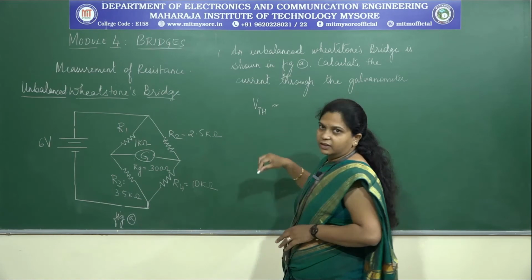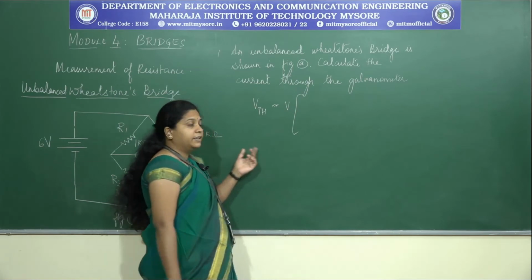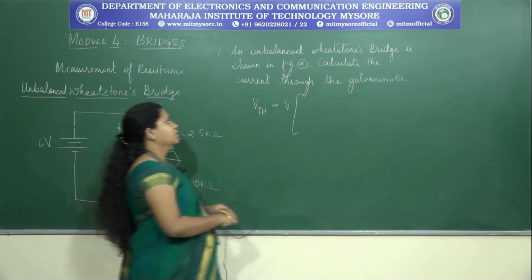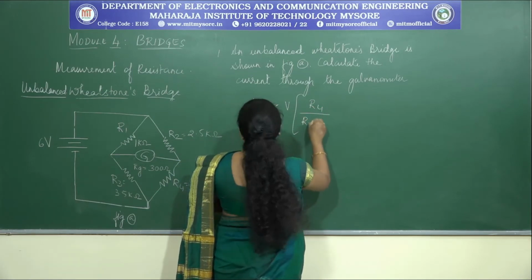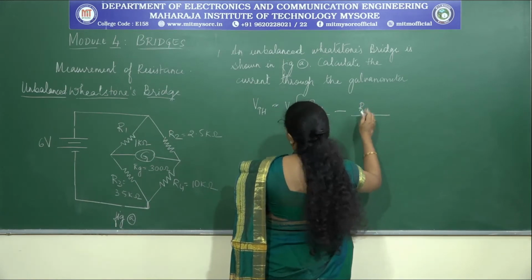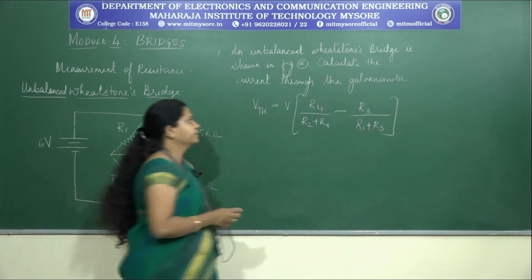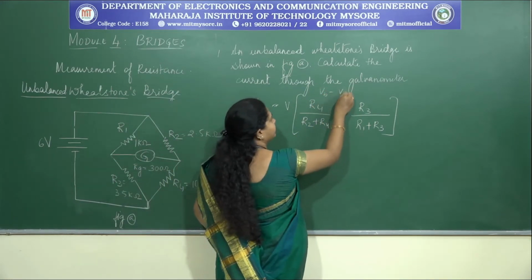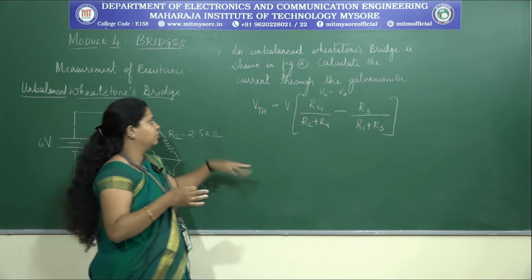V Thevenin will be equal to, what is the value? Whatever we did was VA minus VB, or you can take VB minus VA, any choice. Take the magnitude of the value. Now, let us take R4 divided by R2 plus R4 times V, which is VB, minus R3 divided by R1 plus R3 times V, which is VA. This is VB minus VA. You can take VA minus VB or VB minus VA. If you get a negative value, take the magnitude of that.